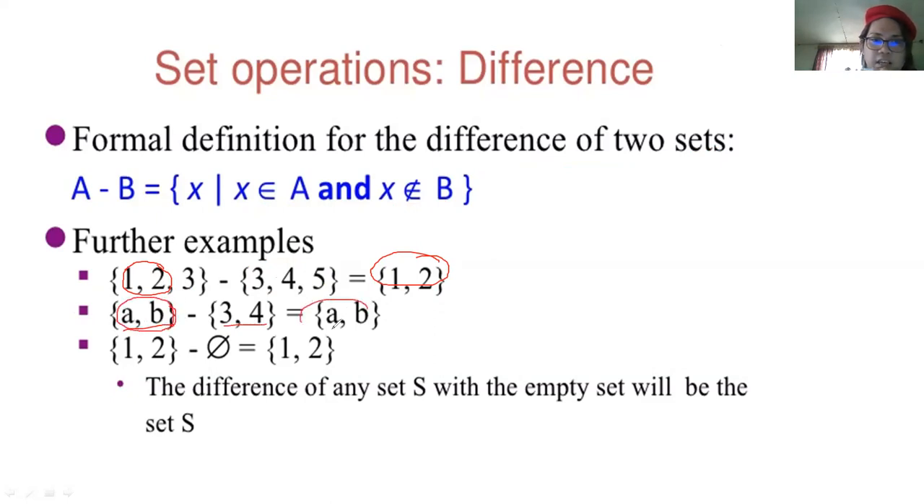So the answer is AB. What about this one? 1, 2, and null. Okay, 1, 2 minus null is the set itself, 1, 2.